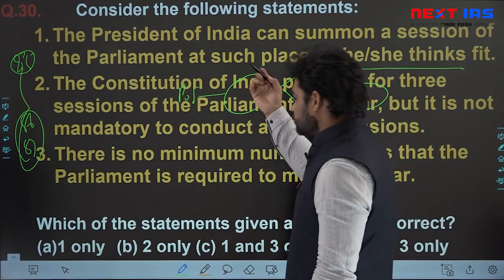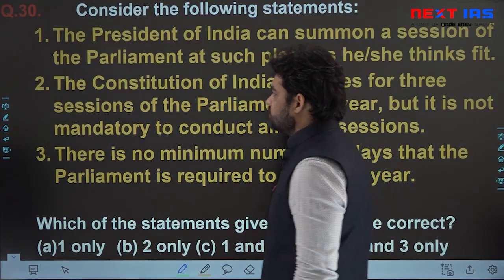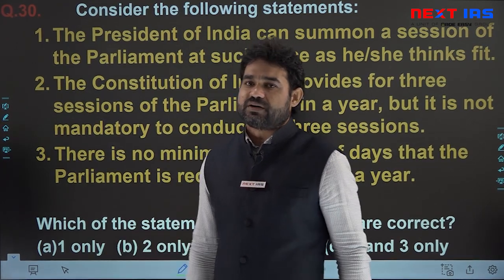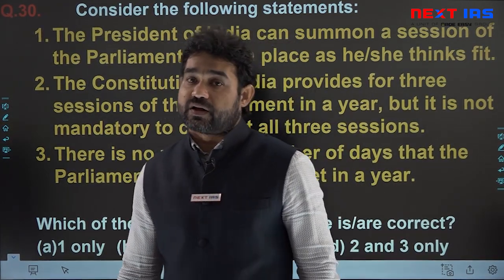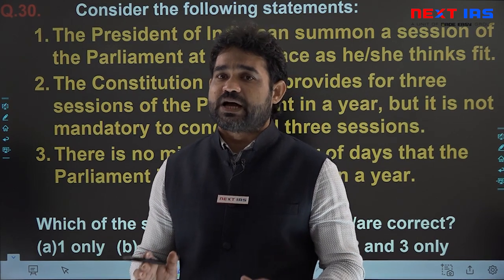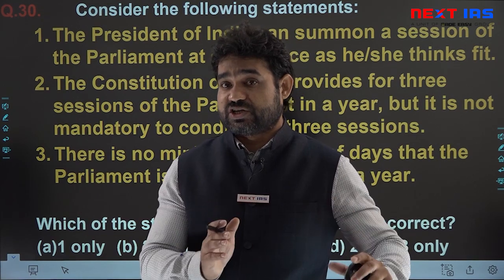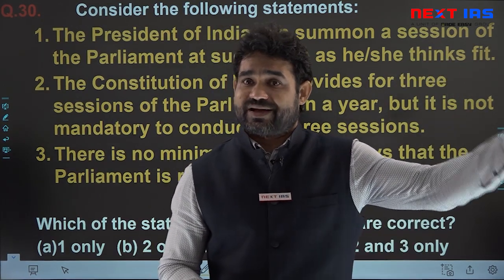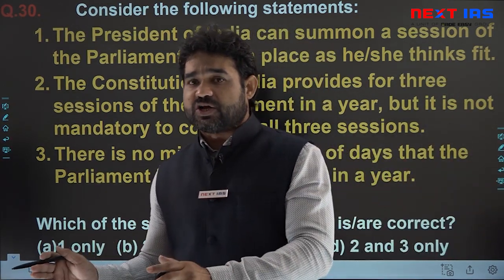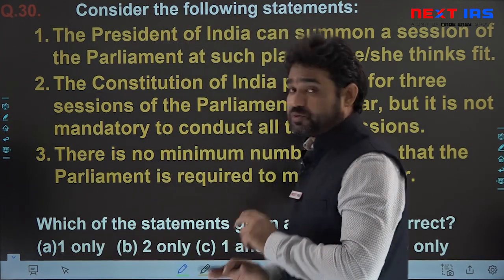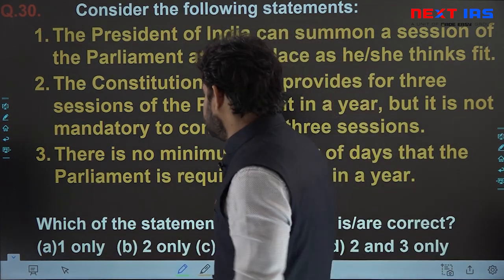Remember, the Constitution of India doesn't provide how many times the sessions shall take place, or what shall be the minimum number of meetings to be held. But it says there shall not be a gap of 6 months between the two sessions. It means between the end of the last session and the beginning of the next session, there shall not be a gap of 6 months, but it doesn't say how many meetings shall take place.